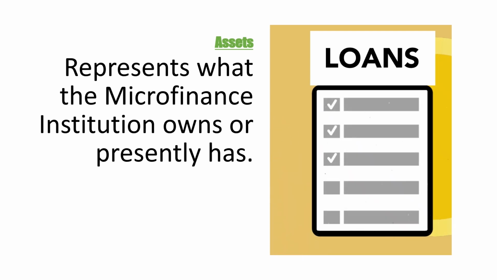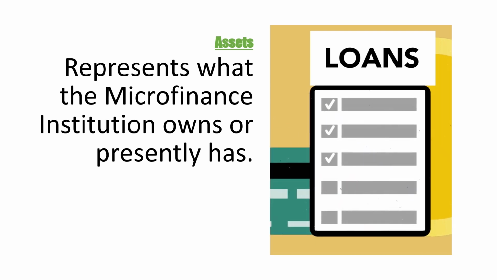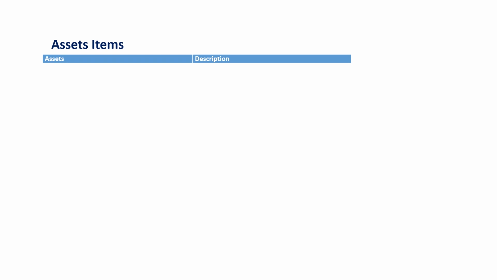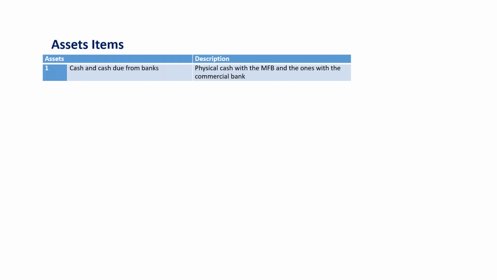The International Financial Reporting Standard recommends that assets be recorded according to their uses. Let's look at the asset items. In the listed table below, numbering 1 to 10 in the asset column. We start with cash and cash due from banks.